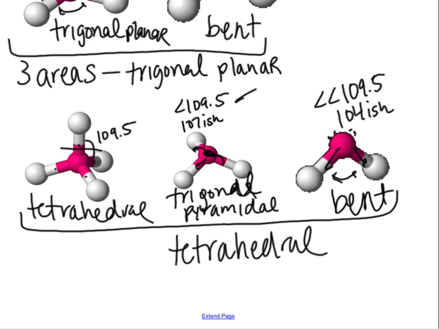And the reason I say ish is so many different textbooks have different values, and they're not important enough to memorize. What's important is that you know the angles get smaller. So we good with 4? Okay, let's move on to 5.